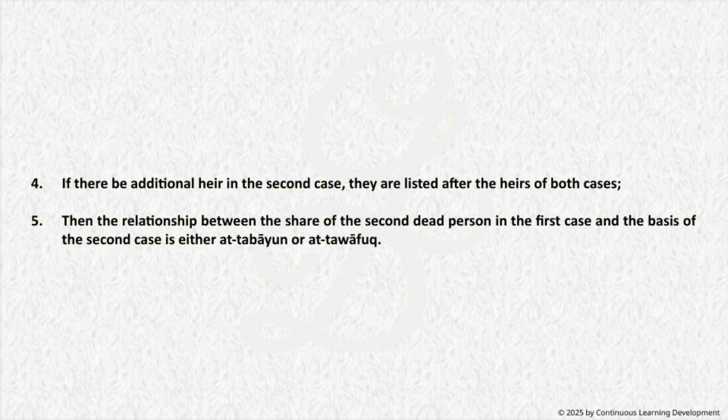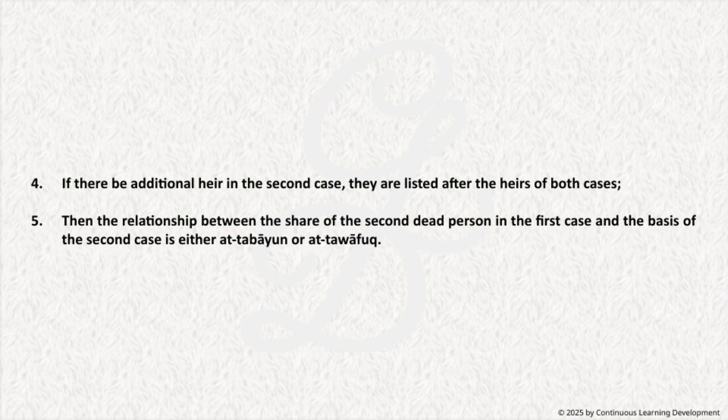Next, we see that the relationship between the share of the second deceased person in the first case and the basis of the second case is characterized as either at-tabayun or at-tawafuk. These terms are key in understanding how shares are calculated or adjusted depending on the context. At-tabayun refers to a situation where the shares align or agree, indicating a clear and consistent relationship. On the other hand, at-tawafuk suggests a harmonious or compatible relationship, allowing for adjustments that make the distribution fair and just.